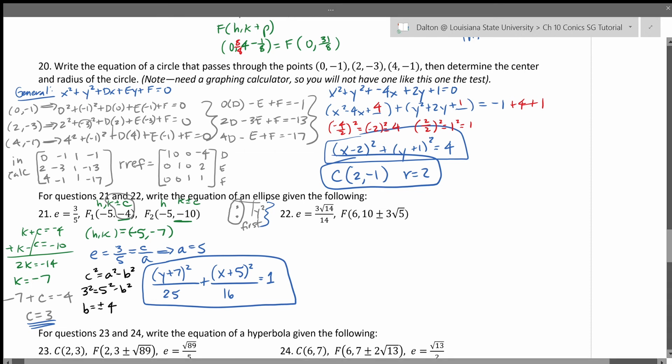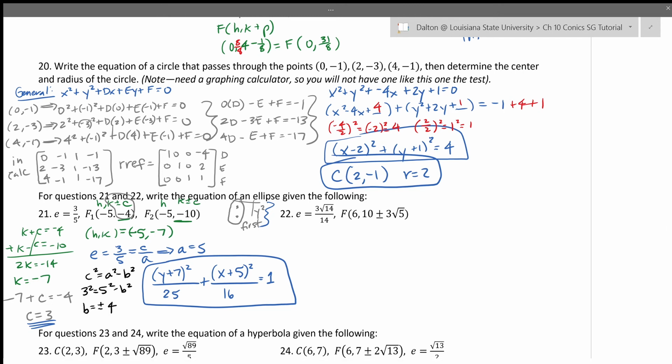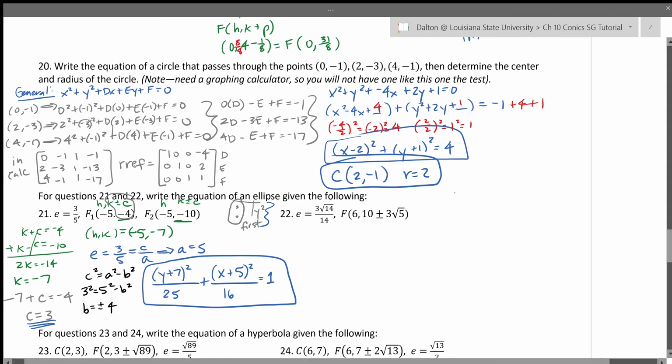I would also go ahead and estimate where these foci are to get an idea of whether my x squared term is first or my y squared term is first. Well, if I've got 6, 10 plus or minus 3 square roots of 5, that means from the origin you're going to go 6 to the right, and then for one of them we're going to go 10 plus 3 square roots of 5, and the other one you're going to go 10 minus 3 square roots of 5. So that's also going to be a y squared first ellipse.